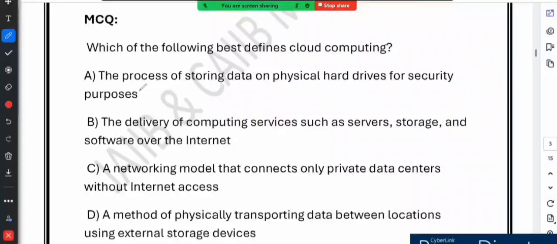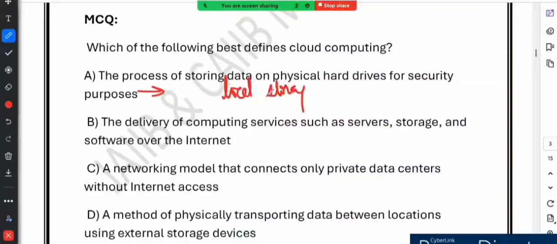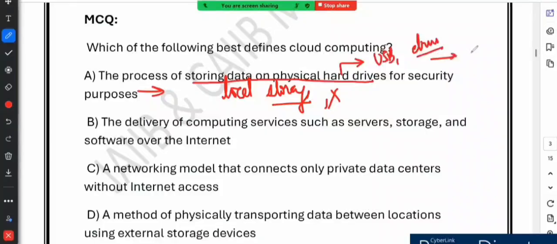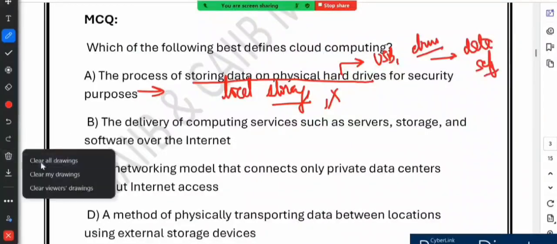First of all, option A, the process of storing data on a physical hard drive. Basically this refers to what we call local storage. It is not cloud computing. Why? Because what you are doing is storing data on a physical hard drive, or suppose a USB, or an external drive, right? So this is the traditional way of keeping data safe, but it does not provide remote access or flexibility like cloud computing.